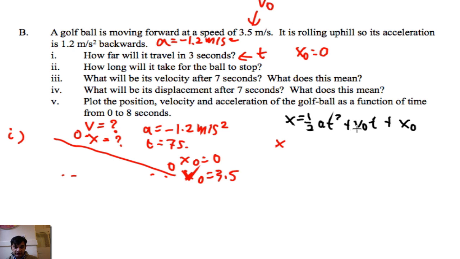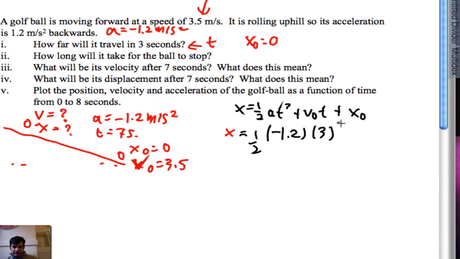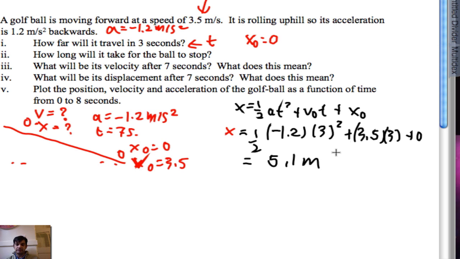So I know that x is unknown, and I know, so let me just go ahead, because I think I might actually have all my numbers here. So I have 1/2 times a, which is negative 1.2, times t squared, which is 3 squared, plus 3.5 times 3 plus 0. So when I actually calculate that, I will get 5.1 meters. And since this is positive, it looks like it's going to be 5.1 meters uphill. I'll actually say that. Okay, so that's one thing I do want to see in your answers.